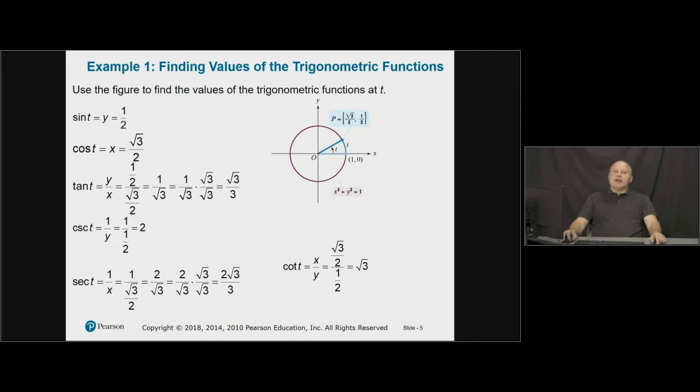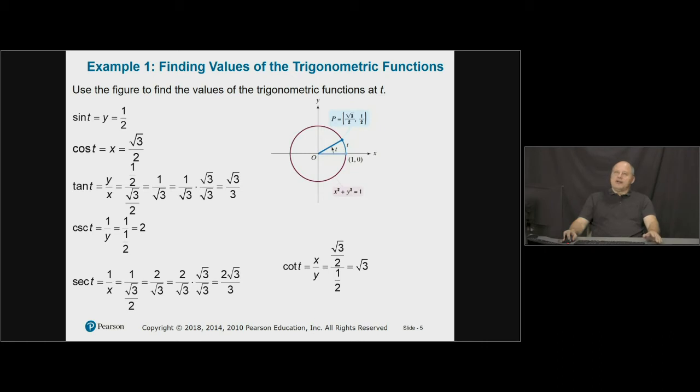Okay? So if you notice, there are 3 things going on here. It's the x-coordinate, the y-coordinate, and the radius. Well, I don't know if you noticed that, but if you have 3 things and you're trying to find ratios among those 3, there's 6 possibilities. You can divide the y-coordinate by the radius, or you can divide the radius by the y-coordinate. You can divide the x-coordinate by the radius, and you can divide the radius by the x-coordinate. You can divide the y-coordinate by the x-coordinate, or you can divide the x-coordinate by the y-coordinate. That's 6 ratios, 6 trig functions.